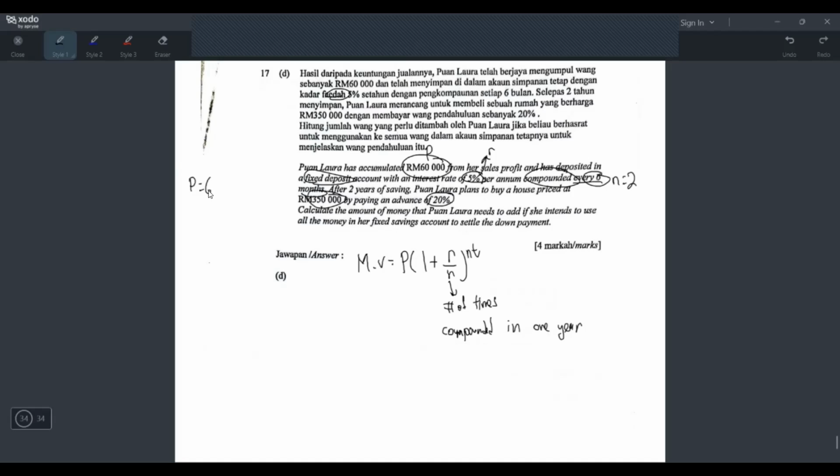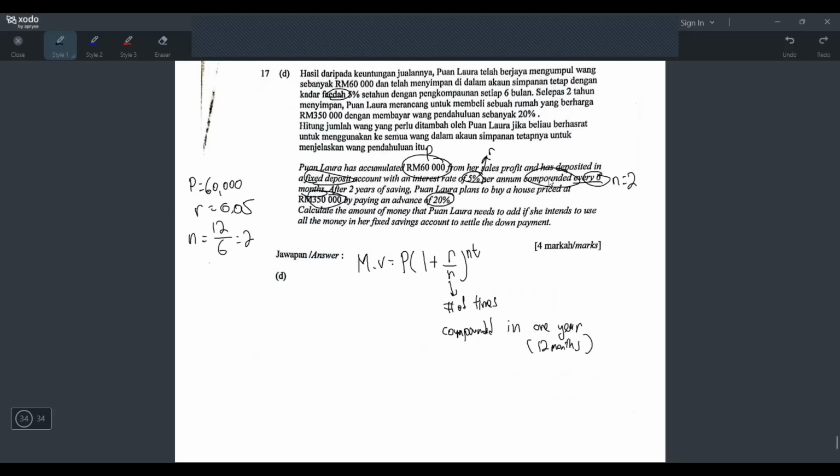So your P is 60,000. Your R, don't put 5, put 0.05, because 5% means 5 divided by 100. And then your N is 2. Where do you get the 2? Just take 12 divided by 6. Why 12 divided by 6? Because N is the number of times compounded in 1 year. 1 year has 12 months. So if I say compounded every 6 months, it means in 1 year it is compounded 2 times.